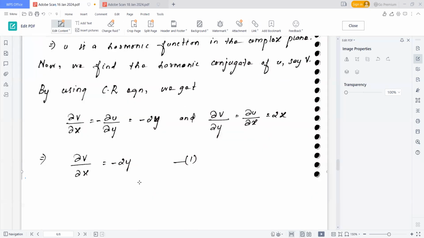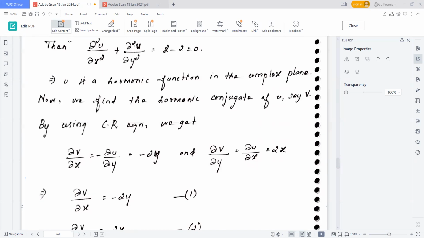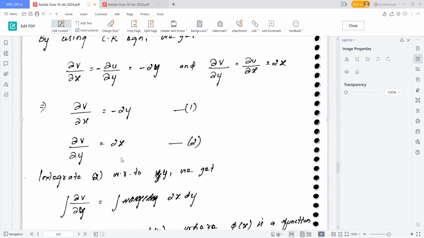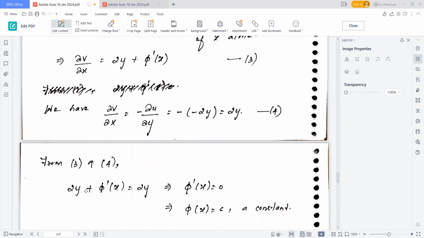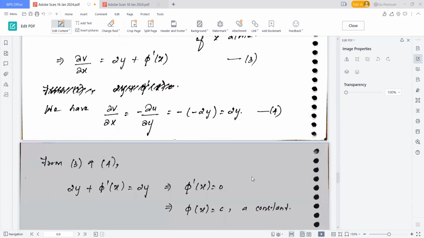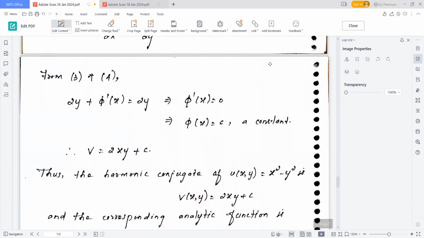Already we have one v_x here and another v_x. So comparing these two, we get 2y + φ'(x) = 2y. So 2y will get cancelled, therefore φ'(x) = 0, which means φ(x) must be a constant.